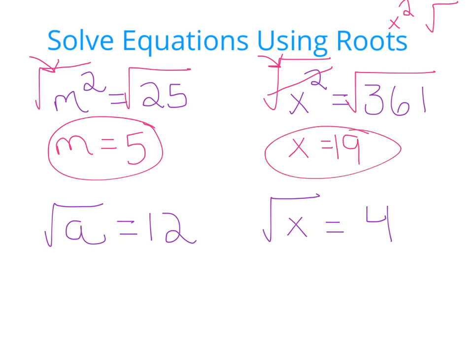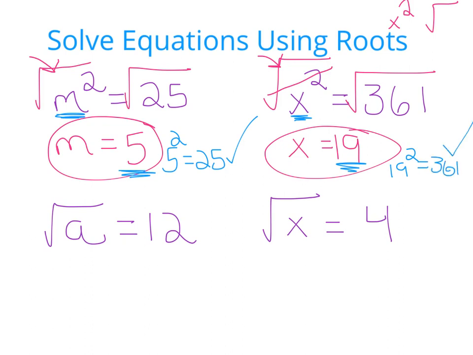Now, before I move on to the next two, I want you to think about, well, how do you even know if your answer is right? If you take your answer and plug it back into your variable, check to see if it's right. So, does 5 squared equal 25? Yep. All right, check this one. 19, plug it back into the original equation. Is 19 squared, does that equal 361? Yes, it does. You can always plug your answer back in to do a quick check.